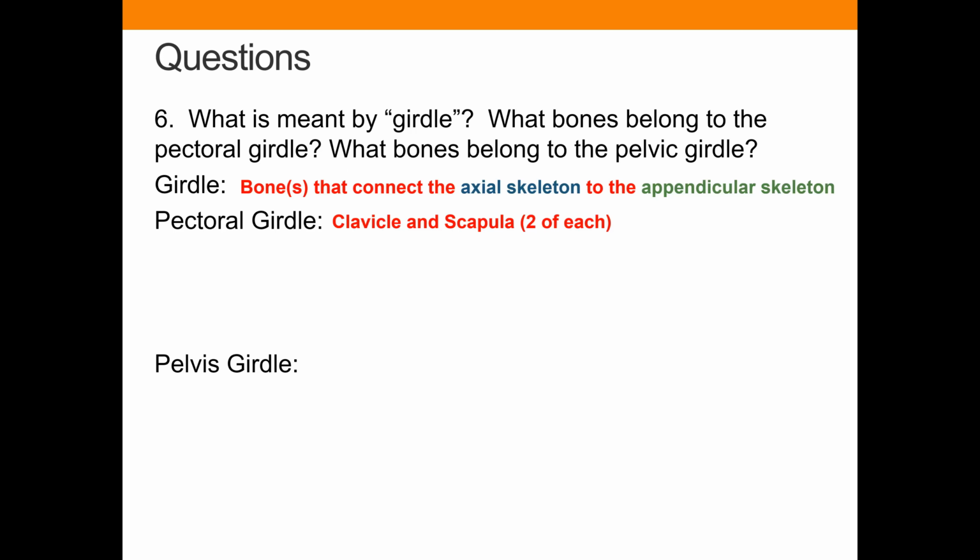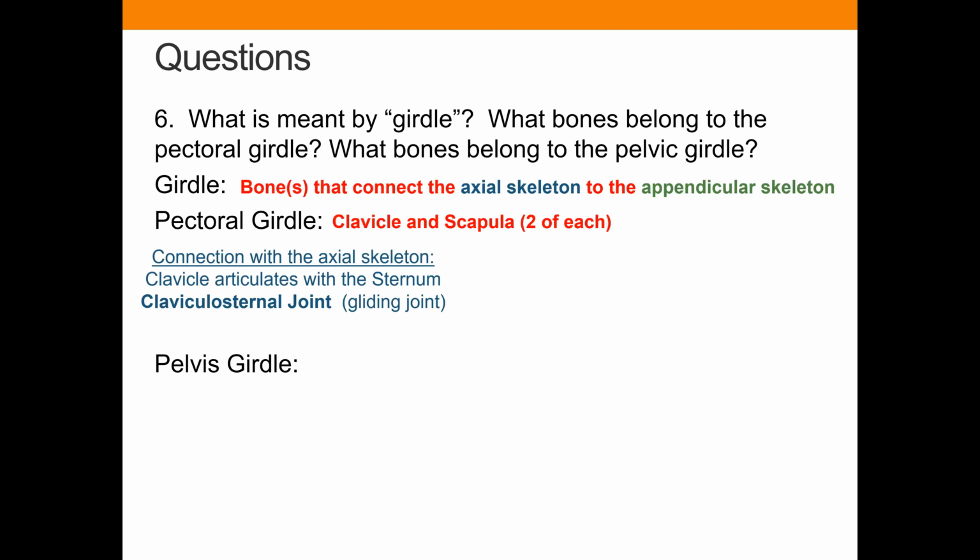There are 2 of each, 1 on each side. The connection to the axial skeleton is going to be where the clavicle articulates with the sternum. So it's the sternal end of the clavicle and it's the manubrium of the sternum. This is called the claviculosternal joint, and this is a type of gliding joint. When we get into chapter 9, we're going to talk about types of joints.